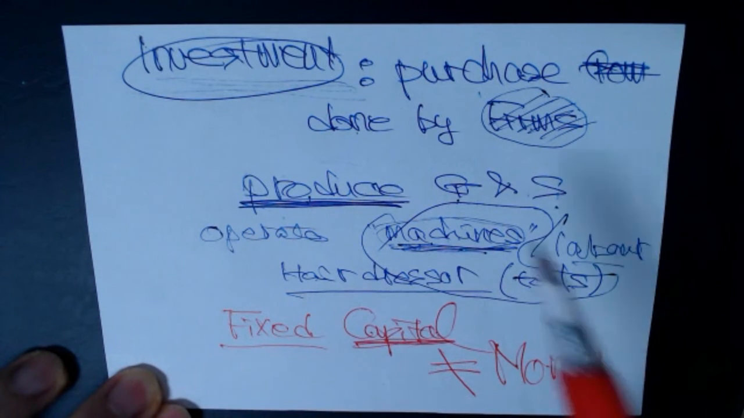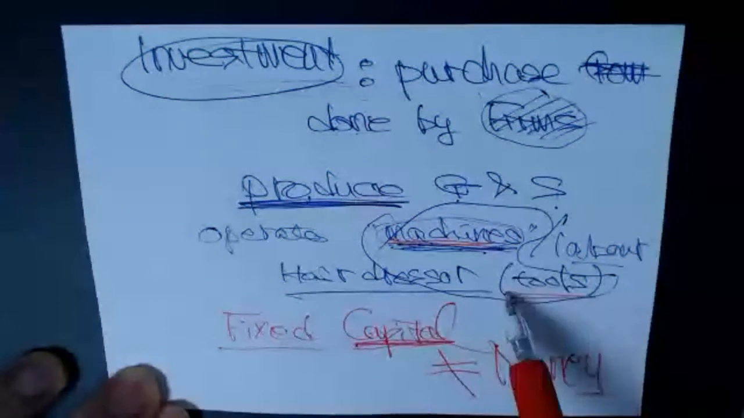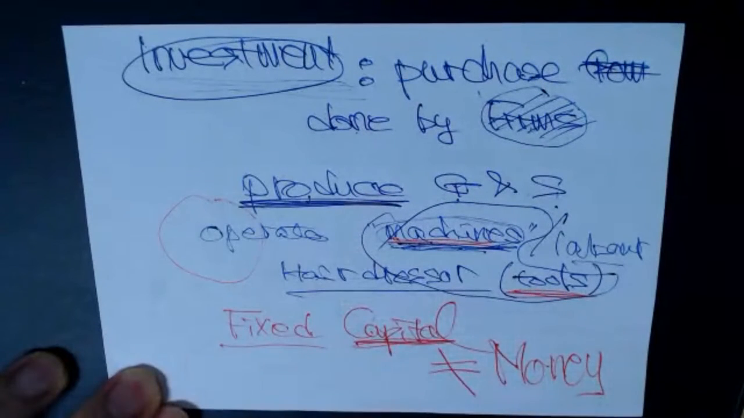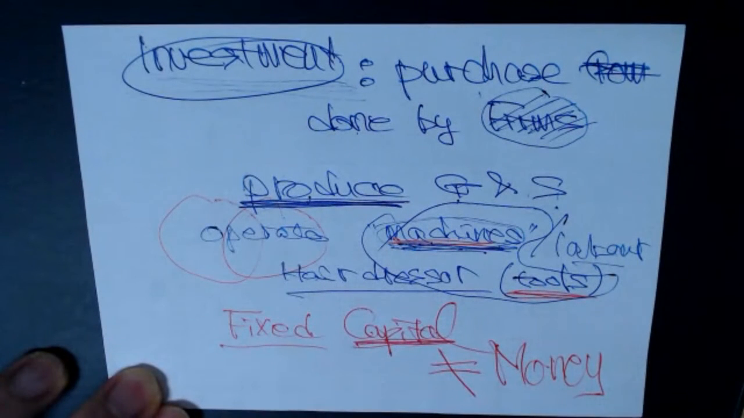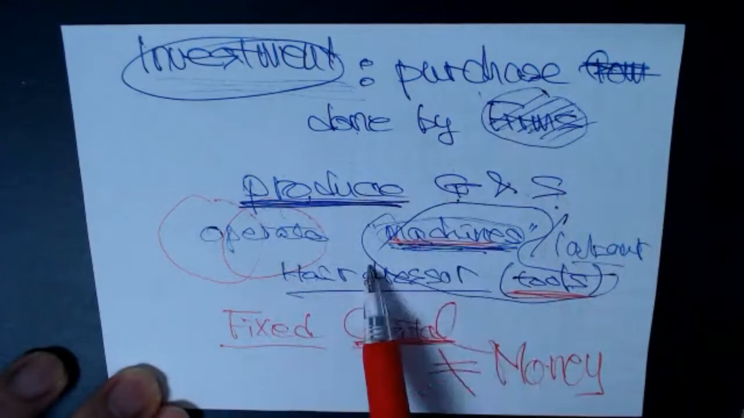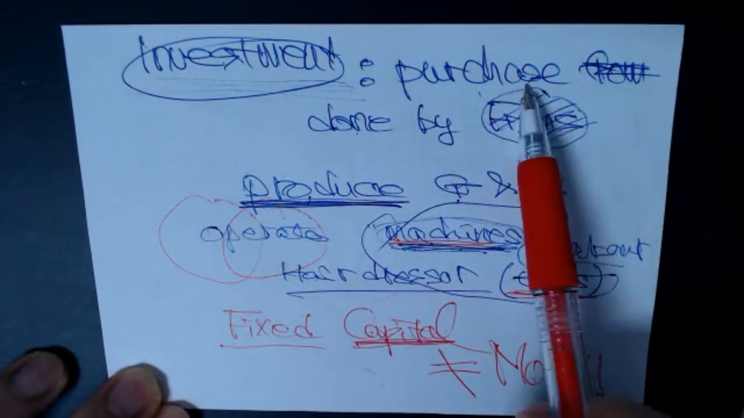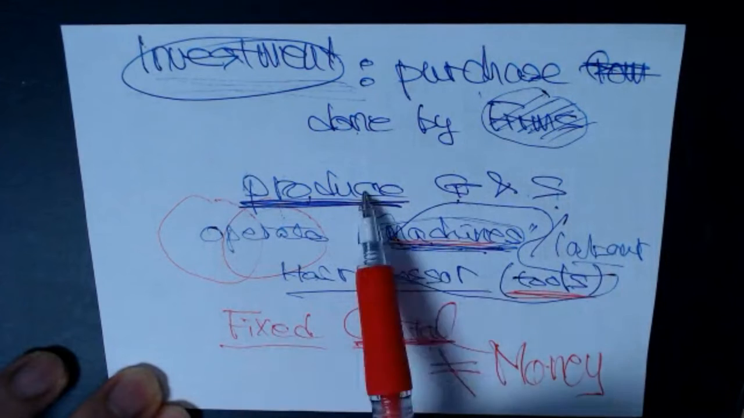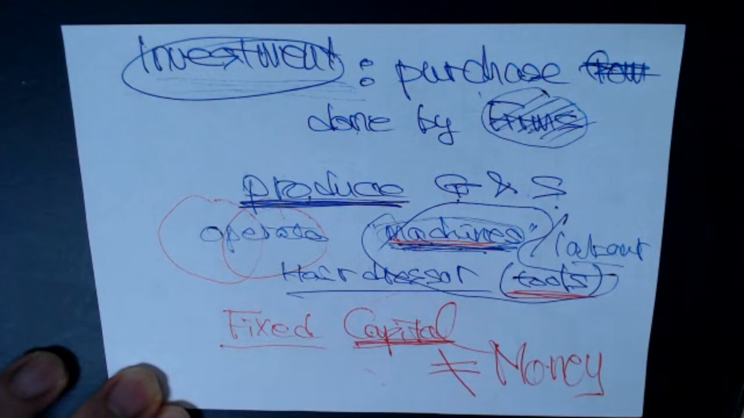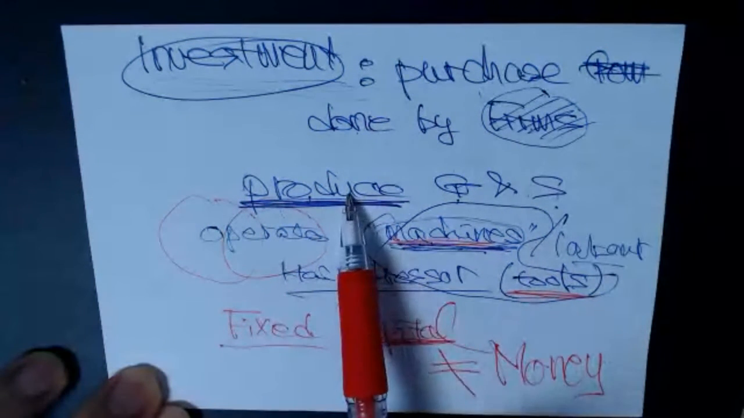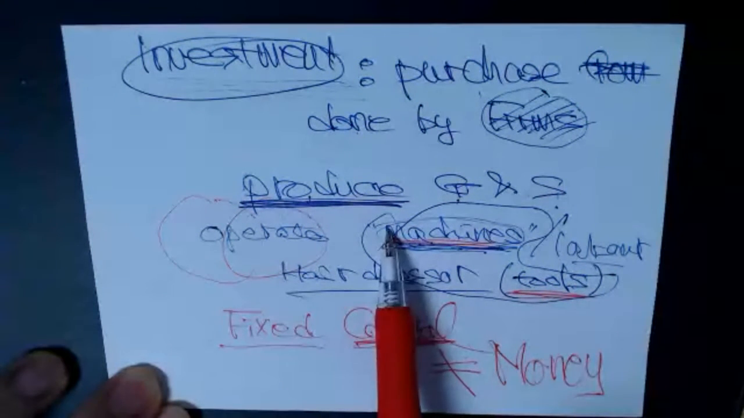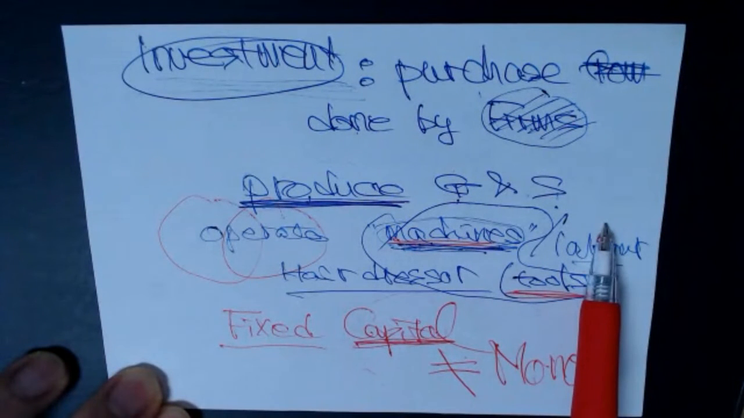Capital is always machines, tools, buildings, residential households. They are capital. With money itself, you cannot produce anything, because we say that firms purchase machines and tools to produce goods and services. Can we replace the words with firms purchase money to produce goods and services? That sentence doesn't make sense at all, right?